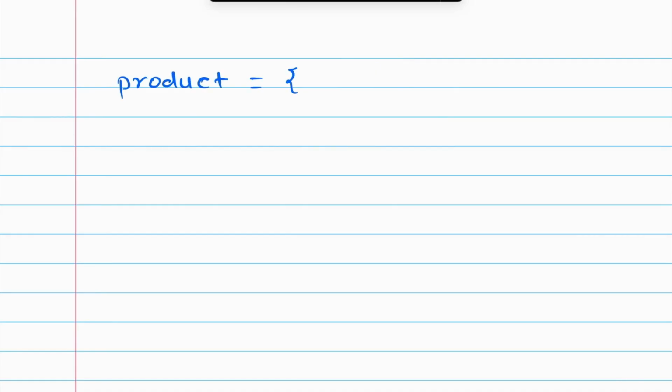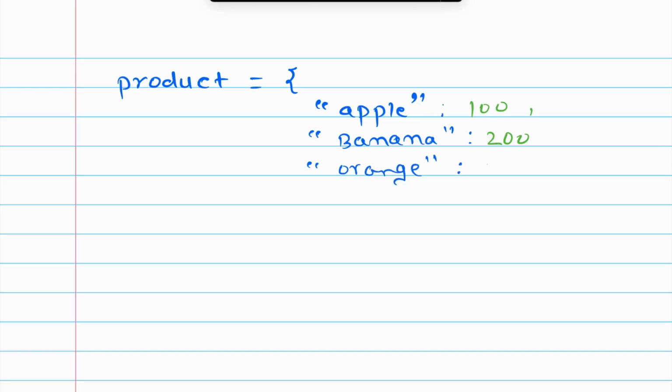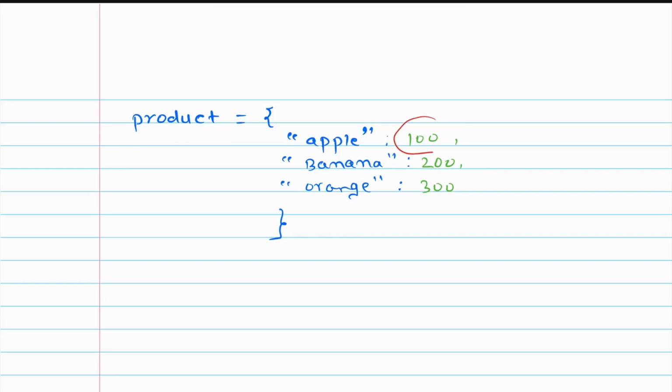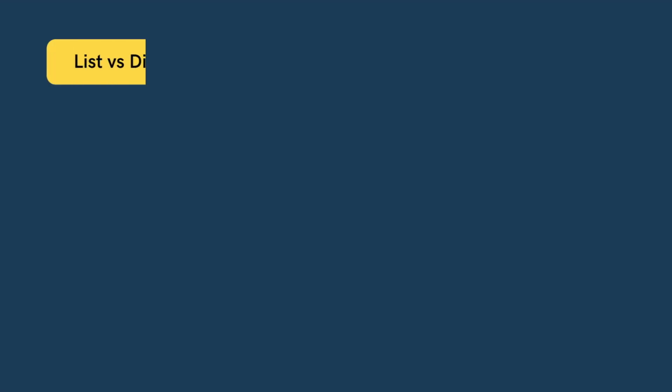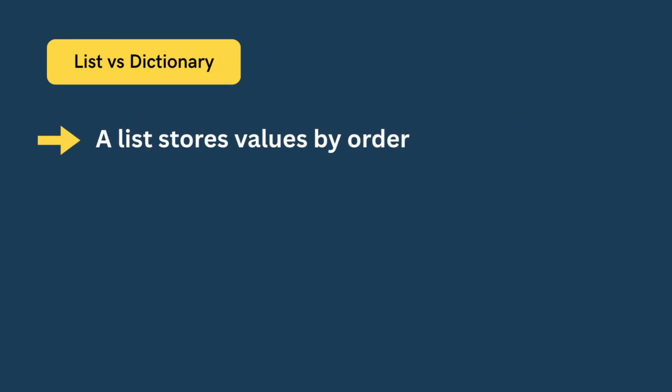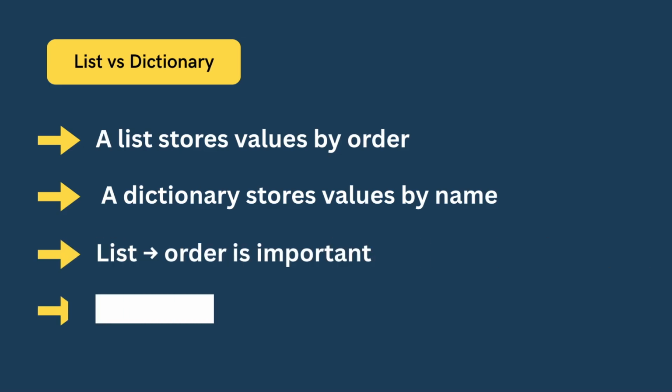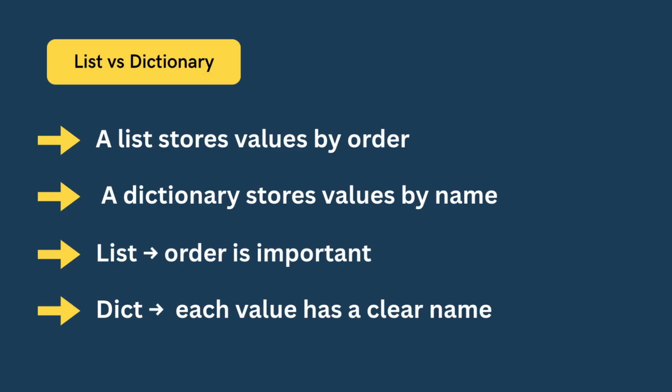Now let's store the same kind of data using a dictionary. Here each value has a name. We don't need to remember positions. If we want the price of an apple, we ask for it by name. So the difference is this: a list stores values by order, a dictionary stores values by name. Use a list when the order of values matters. Use a dictionary when each value has a clear name.